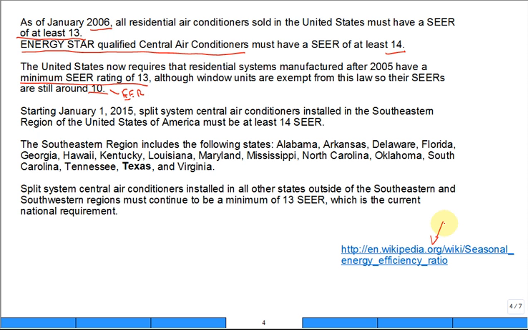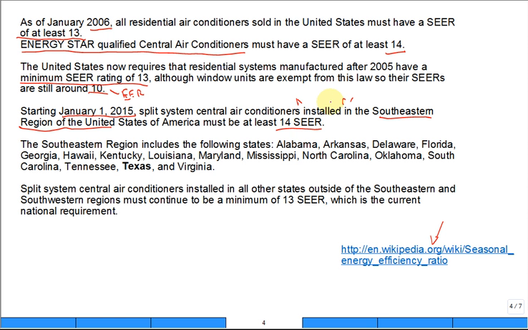Now, this is interesting. Less than one year from now, right? January 1st, 2015. Split central air conditioning systems, the majority of what we have in apartments and homes around here. Split systems. You have the indoor and the outside unit, right? The condensing unit outside. Installed in the southeastern region of the United States. That's basically where it's hot and humid. And they must now have at least a 14 SEER. So you can't install it.